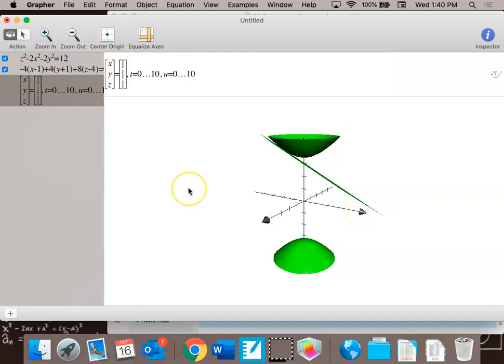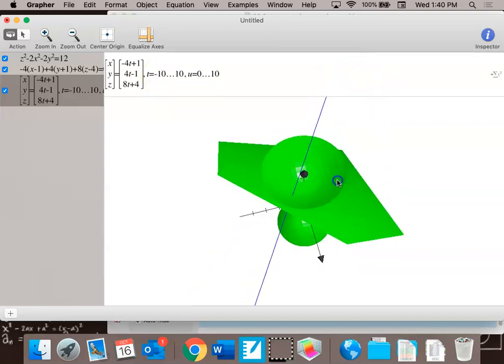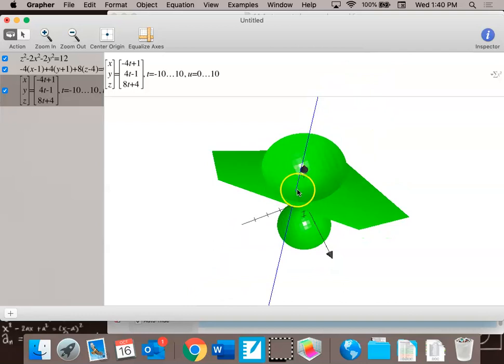All right, so x equals negative 4t plus 1, y equals 4t minus 1, and z equals 8t plus 4. Now, I'm not sure what values of t to use. Well, I need to go maybe negative 10 to 10. There we go. And so you can see this point right here.